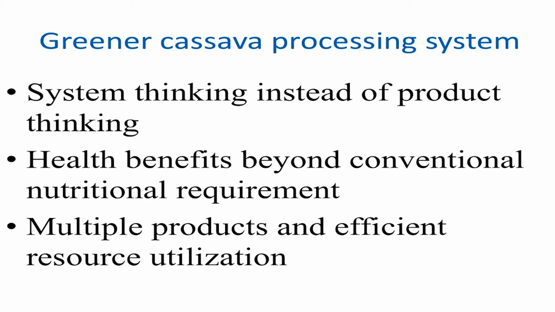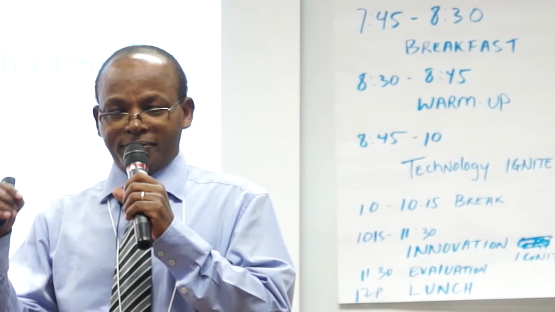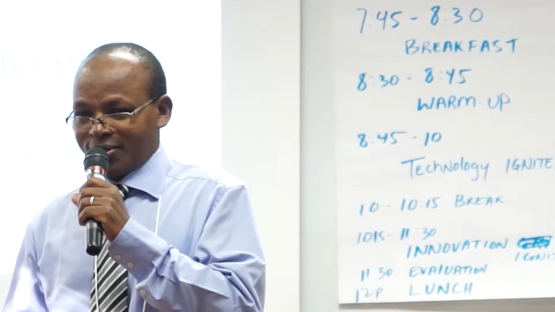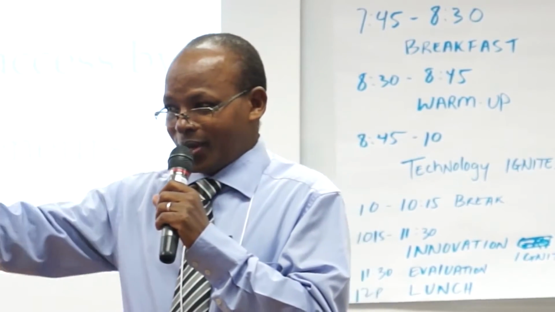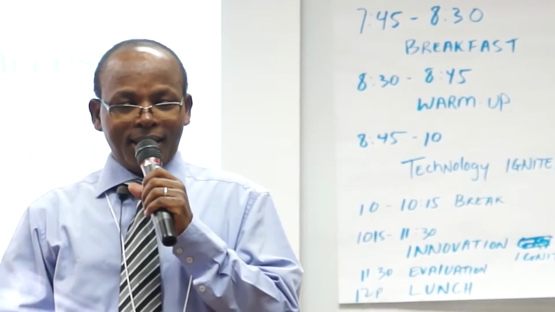It also looks at multiple products. That means we want to process every part of the cassava tuber into value-added products, and therefore ensure efficient utilization of resources, instead of just going with a certain part of the tuber and throwing a lot of the rest.